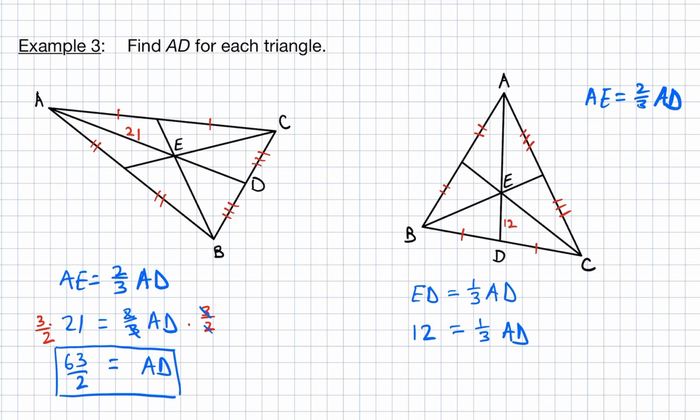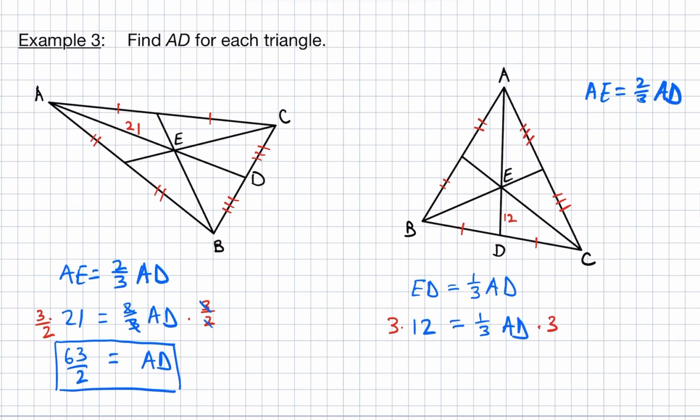Okay, now we can multiply both sides by 3 because we want to isolate AD. And when we do, we get the following. These cancel out. And now AD is equal to 36. Okay, so that is the length of AD for the second triangle.